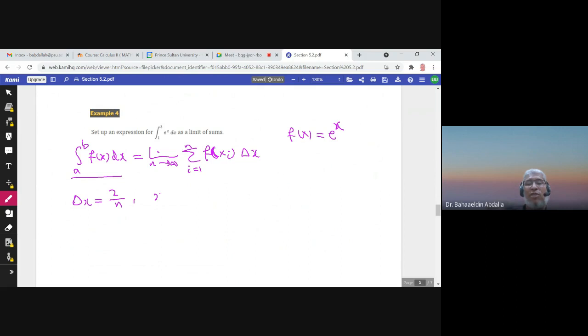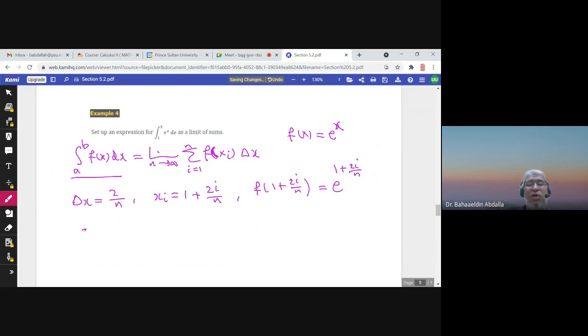Good. And what is x i? x i is a plus i delta x, which is 1 plus 2i over n. Good. What is f of x i? It is e to the power x i. We don't have to write this. We can immediately replace x i by its value and find f of 1 plus 2i over n. So it would be e to the power 1 plus 2i over n.